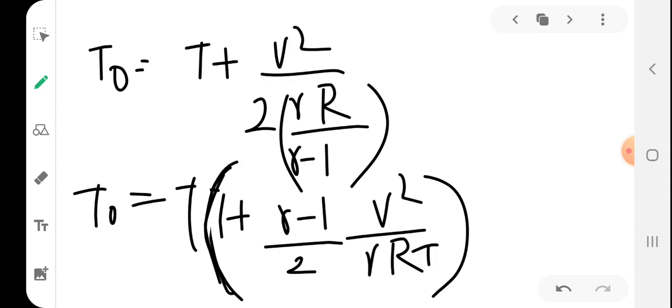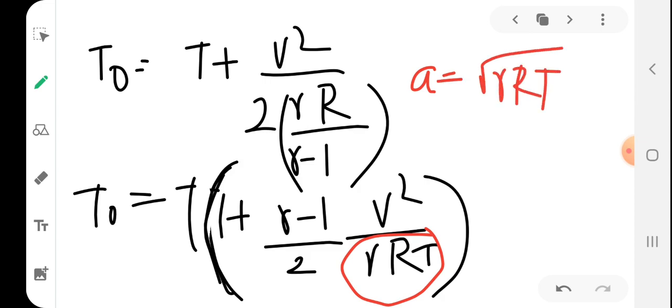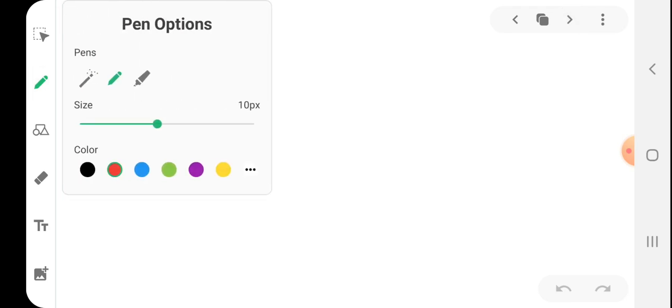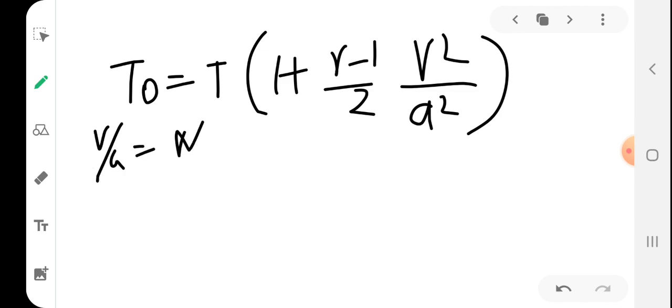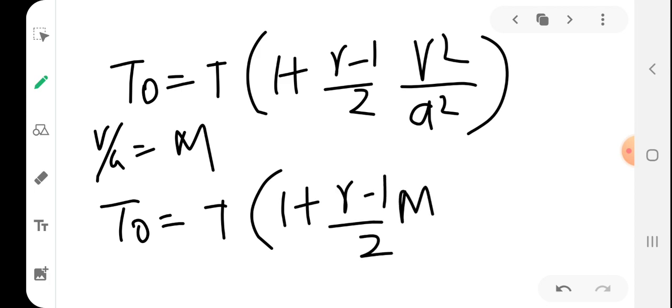So students, what is this term? Do you remember? In case of perfect gas, what is gamma RT? You learned a equal to root of gamma RT, right? Therefore a square will be gamma RT. So I am substituting this equation as T0 equal to T into 1 plus gamma minus 1 by 2 v square by a square. So what is v by a? V by a is nothing but Mach number. Therefore T0 equal to T into 1 plus gamma minus 1 by 2 Mach square.